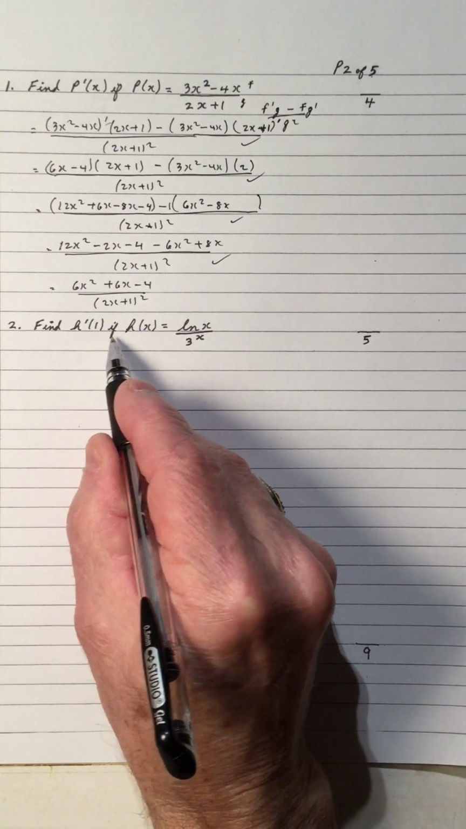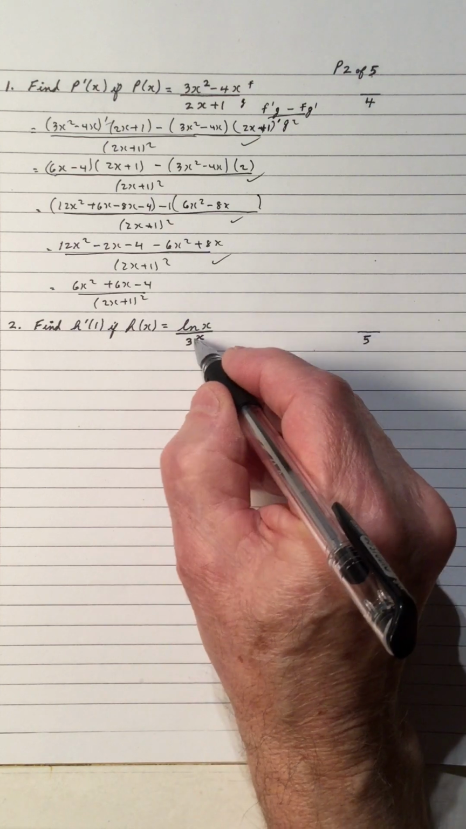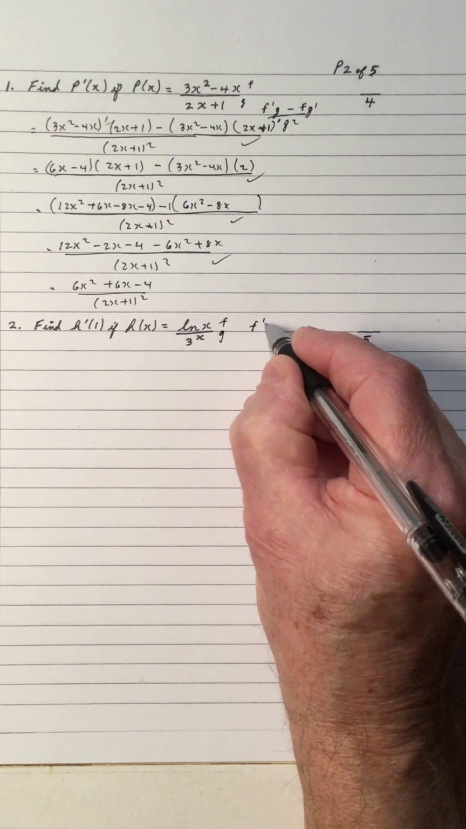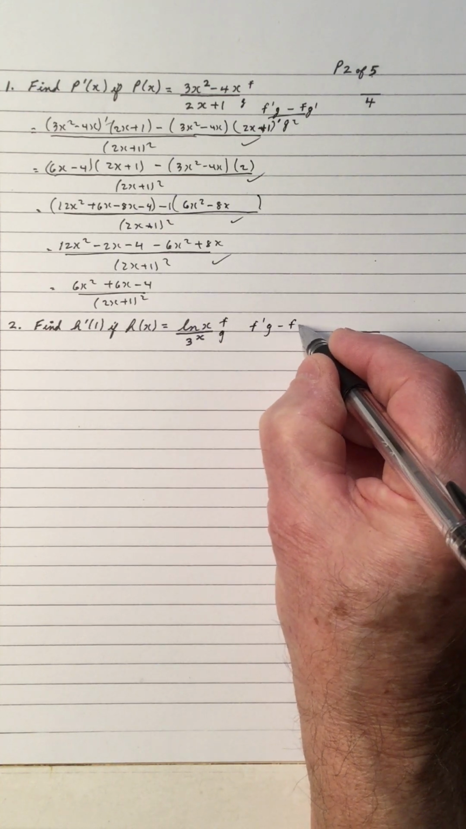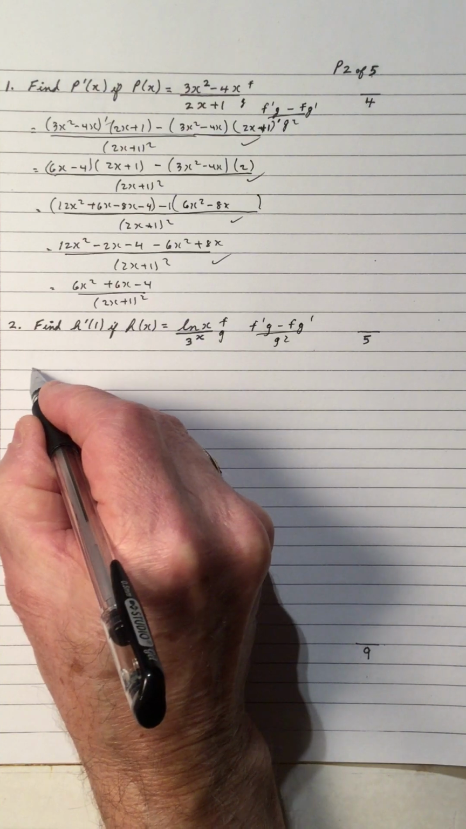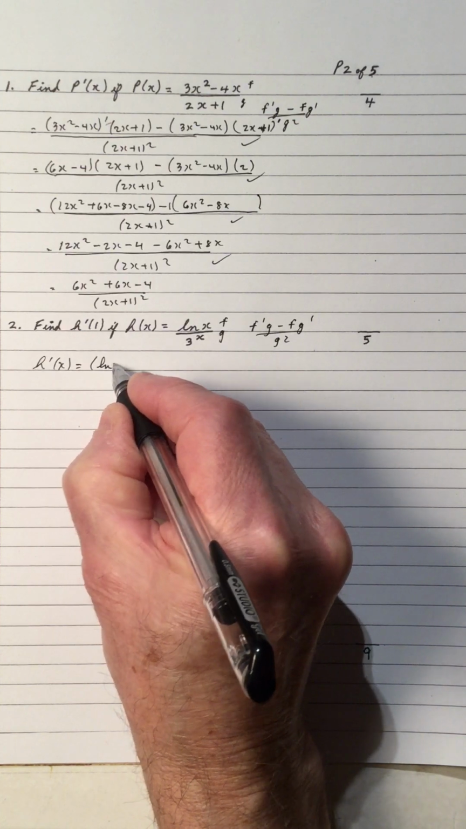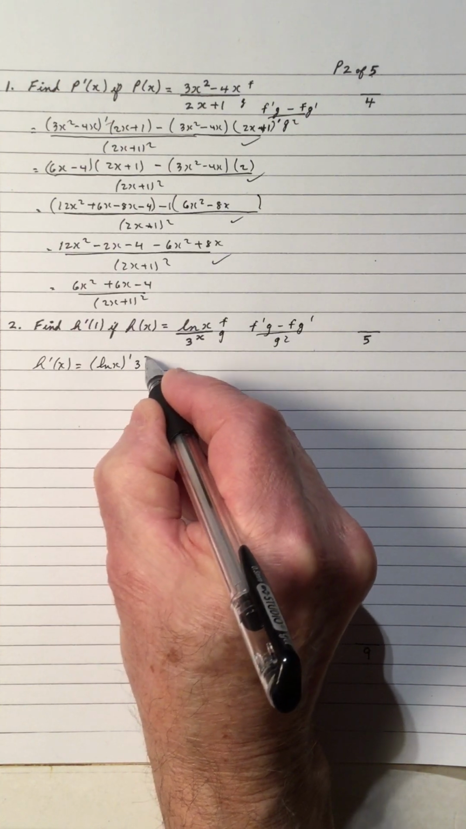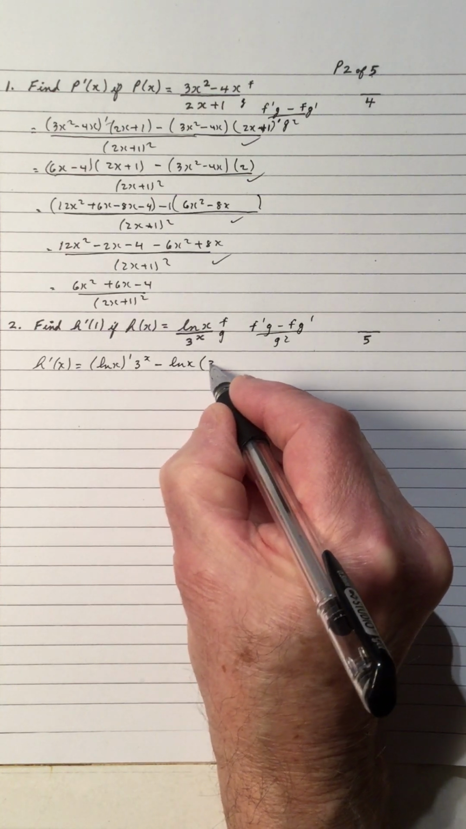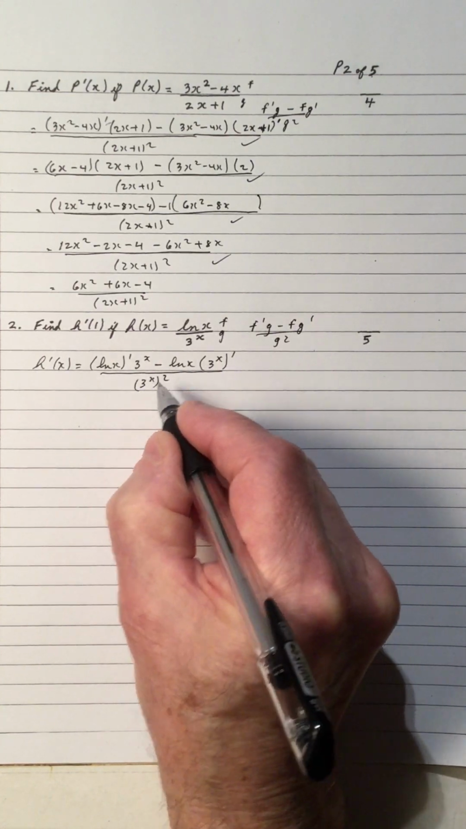Find h prime of 1 if h of x equals ln x over 3 to the x. So this is the f and this is the g, and again I always write it out: f prime g minus f times g prime all over g squared. So h prime of x is the derivative of ln x times g, minus ln x times the derivative of 3 to the x, all over 3 to the x squared.